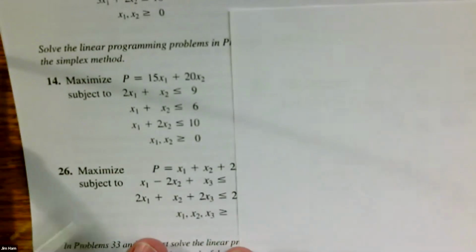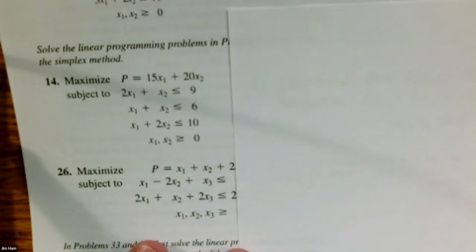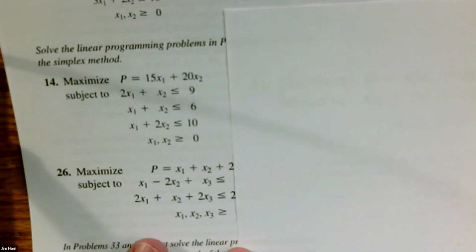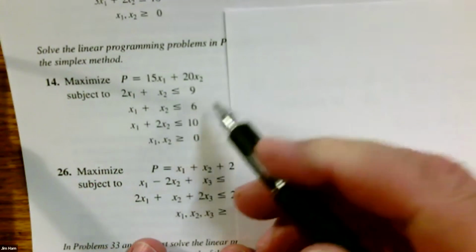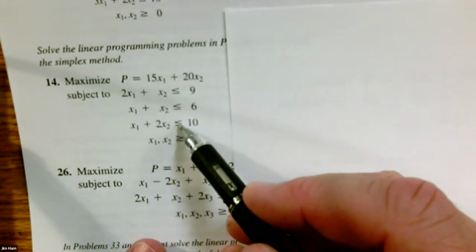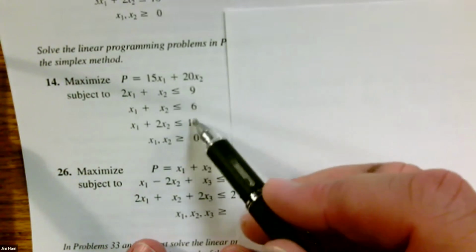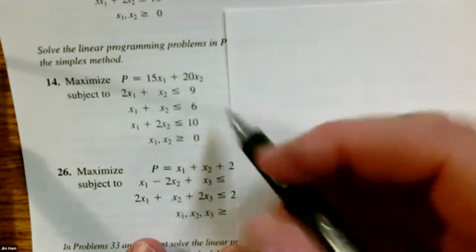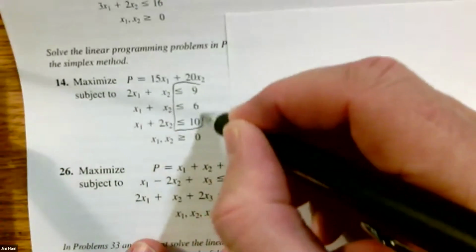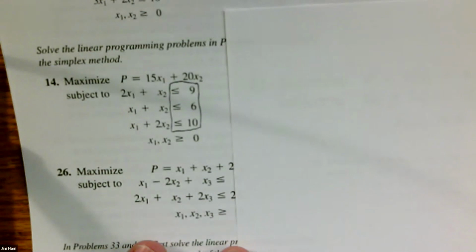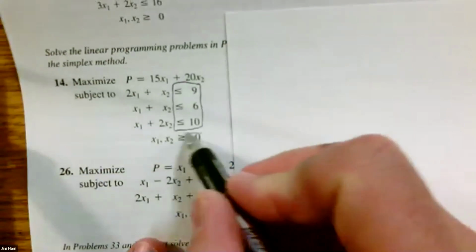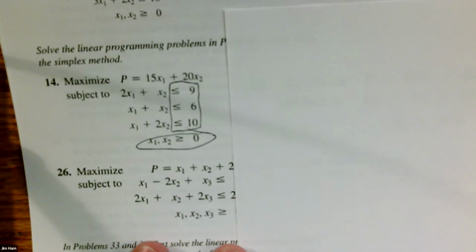We could solve this one graphically because it has just two variables in it. But for a maximum problem, you need to have all of these less than or equal to some positive number over here, less than or equal to a positive number for all your constraints. You need to have the basic constraints. And if that's the case, then you can solve this maximum problem.